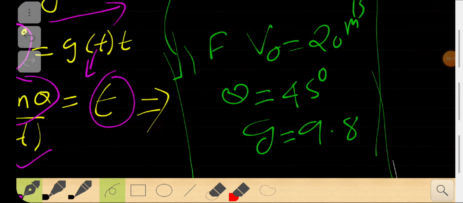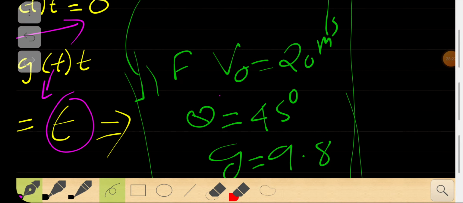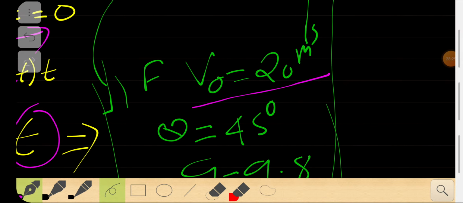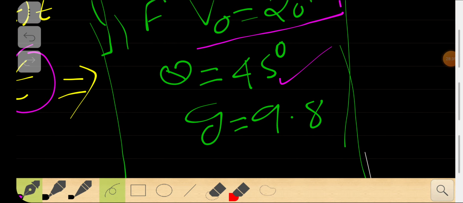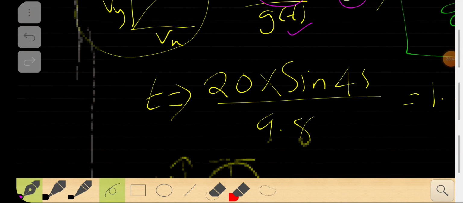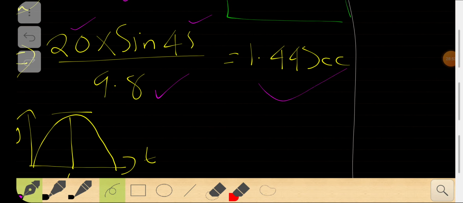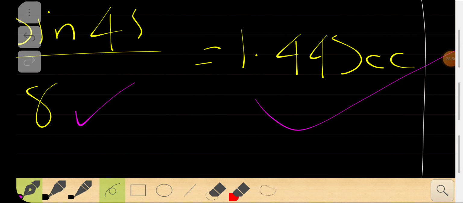Now if you want to have a numerical idea about this, we can introduce v0 as 20 meters per second, which is the initial velocity, theta as 45 degrees, and g as 9.8 meters per second squared. Then we can straightforwardly substitute that back into this equation and you get t equal to v0, which is 20, times sine 45 divided by 9.8, which is g. So you get 1.44 seconds, right?